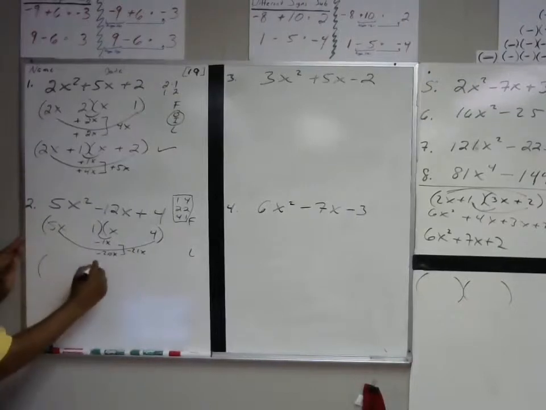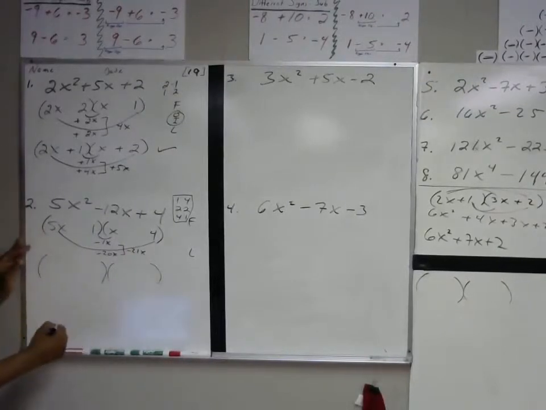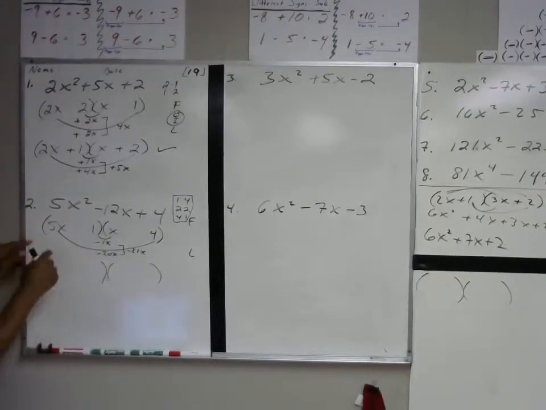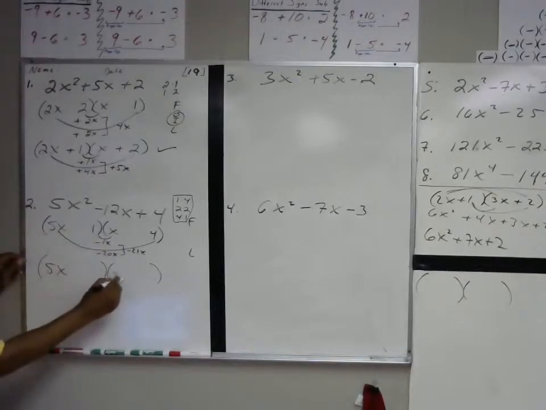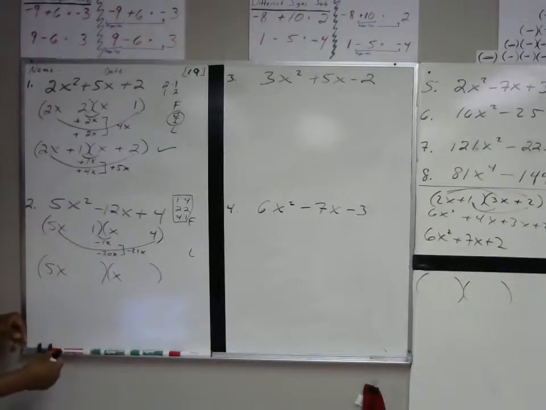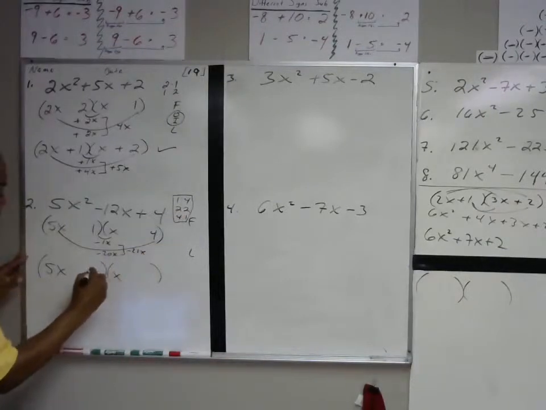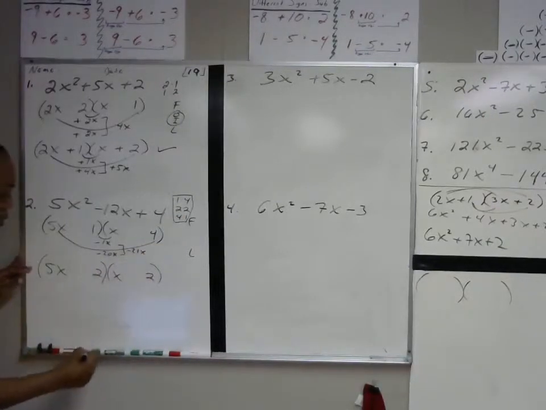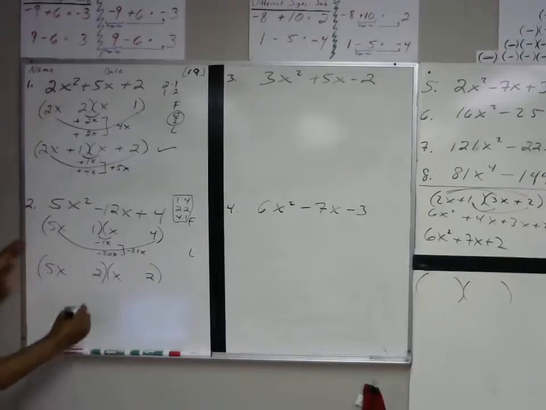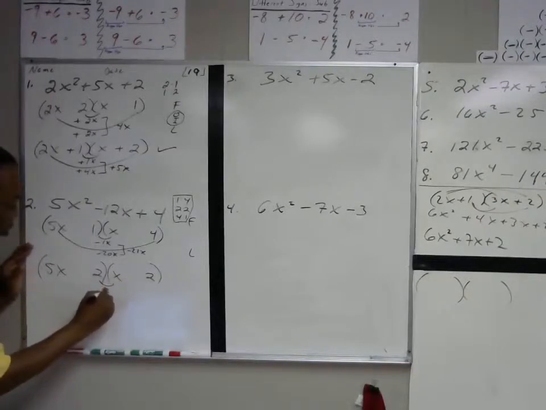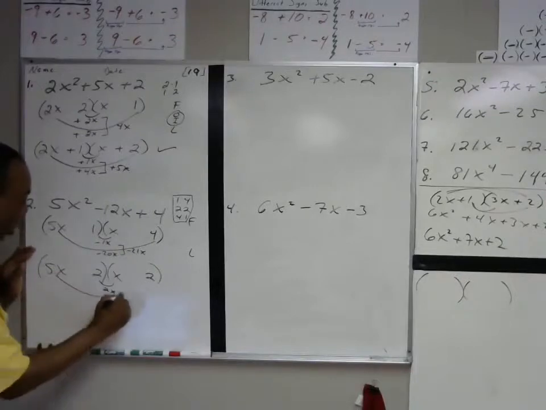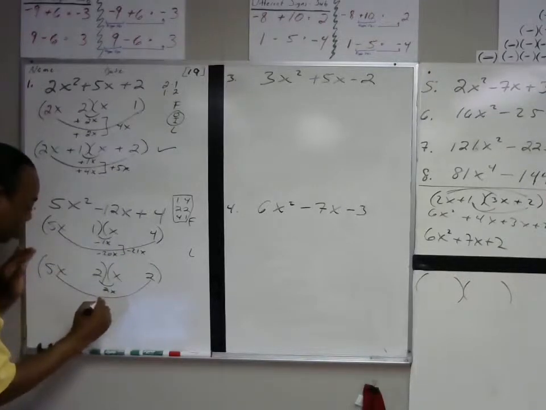The next combination I'm going to try will be the 2-2. So again, first we got 5x times x. That's first. And let's try the 2 times 2 combination. So 2 here and 2 there. And see if that will help us. So inside we get 2x. Outside we get 10x.